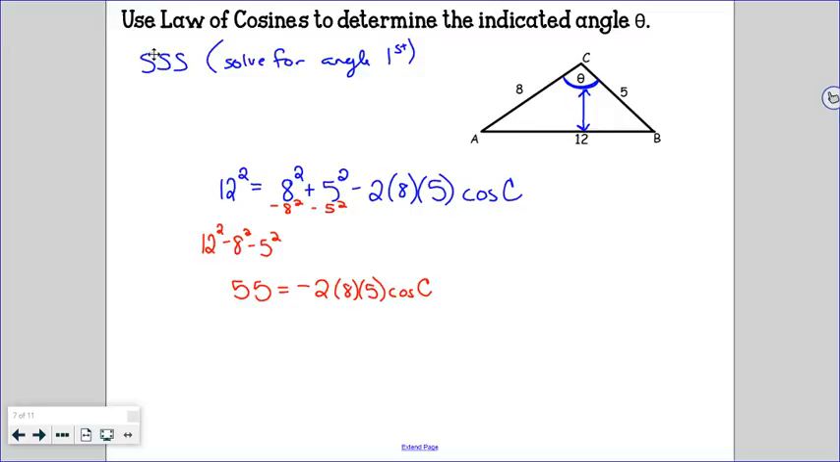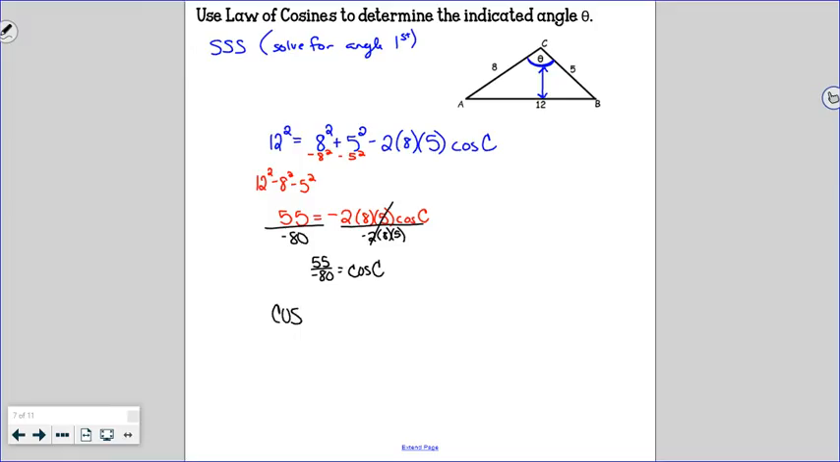Continuing to solve. It is now all squished up next to each other, so we've got negative 2 times 8 times 5. That's a number, right? And I would want to undo multiplying, which would be dividing by whatever that number is. What is that number? Okay, so we get down to, so that's gone, cosine of C equals 55 over negative 80. How do I undo that whole cosine thing sitting in front of my angle? The inverse, right? So grab your calculator, inverse cosine of 55 over negative 80.